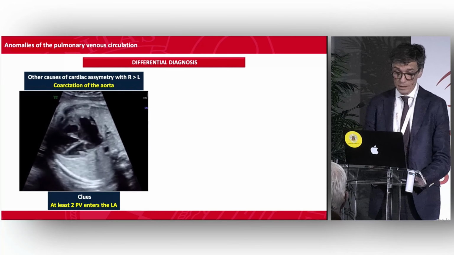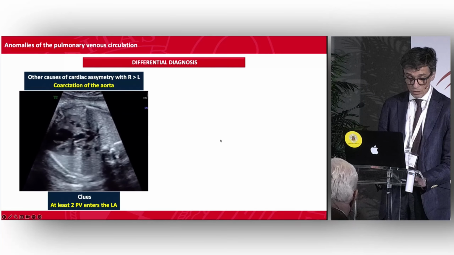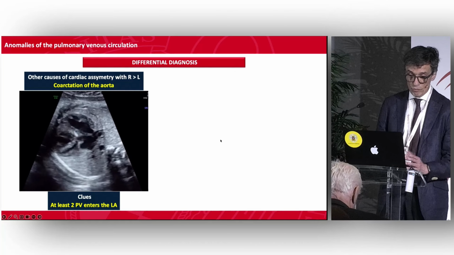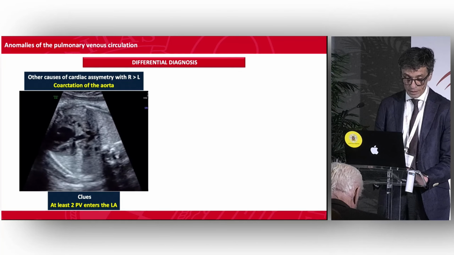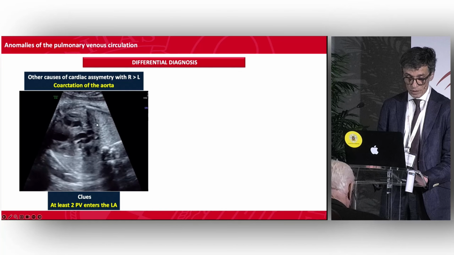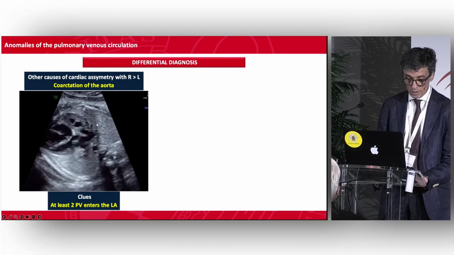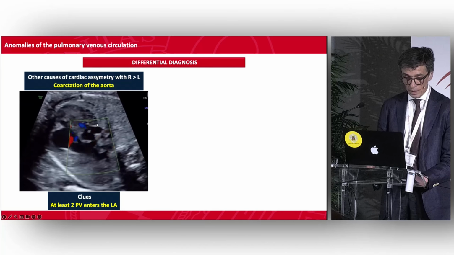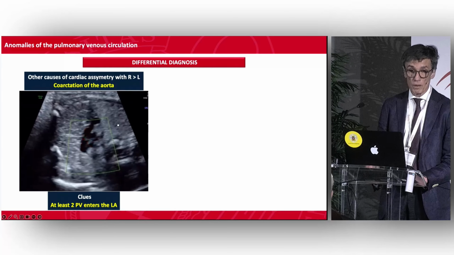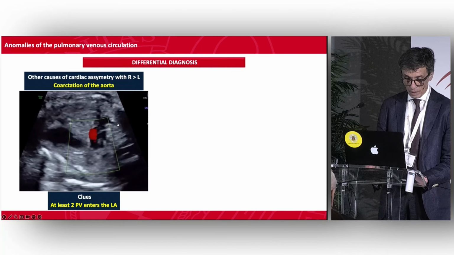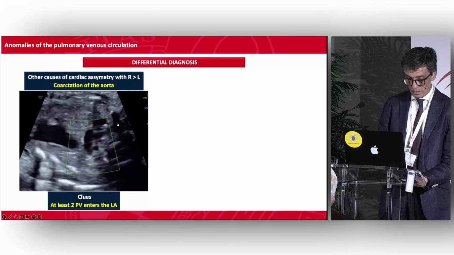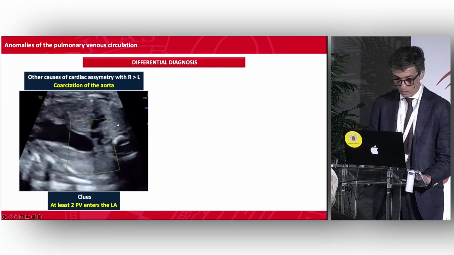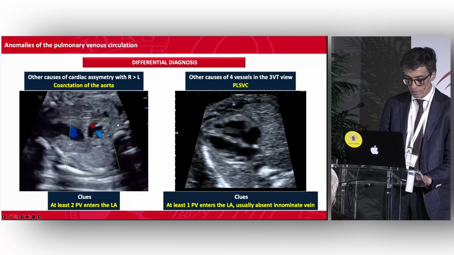Differential diagnosis must be made with any condition that implies cardiac asymmetry with the right side larger than the left side, especially coarctation of the aorta, which is by far the most common cause of cardiac disproportion. In these cases, we may see the pulmonary veins entering the left atrium, and therefore it's very easy to distinguish between coarctation of the aorta and totally abnormal pulmonary venous return.